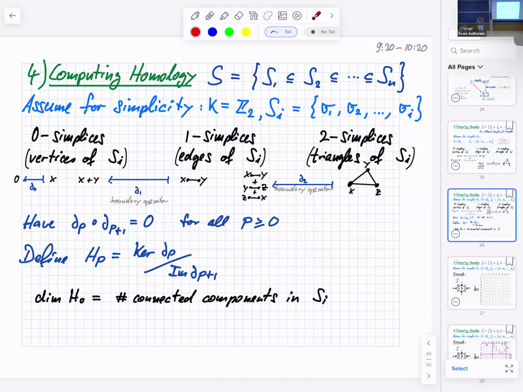Because when I form this quotient for H0, what is the kernel of delta zero? The kernel of delta zero is everybody. So H0 will be given by the space where I quotient out by the image of the preceding map. And the image of the preceding map is, whenever I have an edge, I want to identify these two points. In the quotient, these two points will be equal. So in the quotient, X will be Y. So whenever I have an edge, I identify the two points. I contract edges. So what I count at the end is really connected components. So this is H0. You're good? Okay.